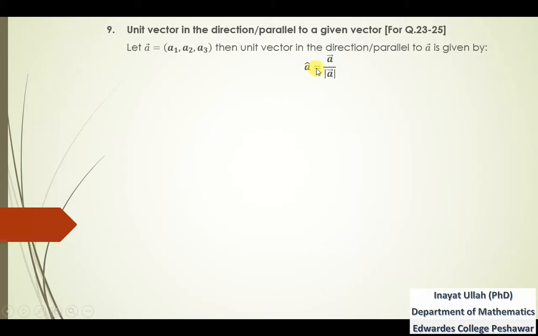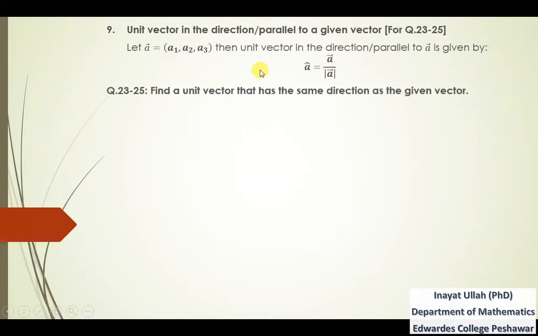So this a cap will be equal to this vector a divided by its magnitude. So whenever we find the unit vector which is in the direction of a given vector or which is parallel to a given vector, it will be obtained by this formula, that we divide that vector by its magnitude. So vector by its magnitude is actually what? Unit vector in the direction of that vector.